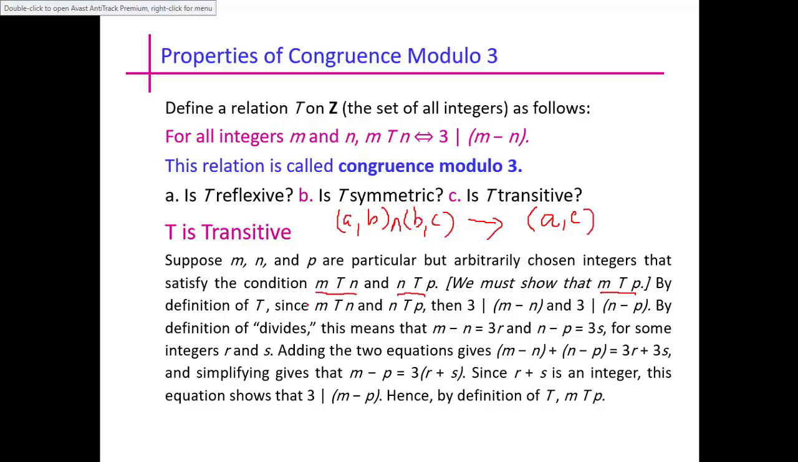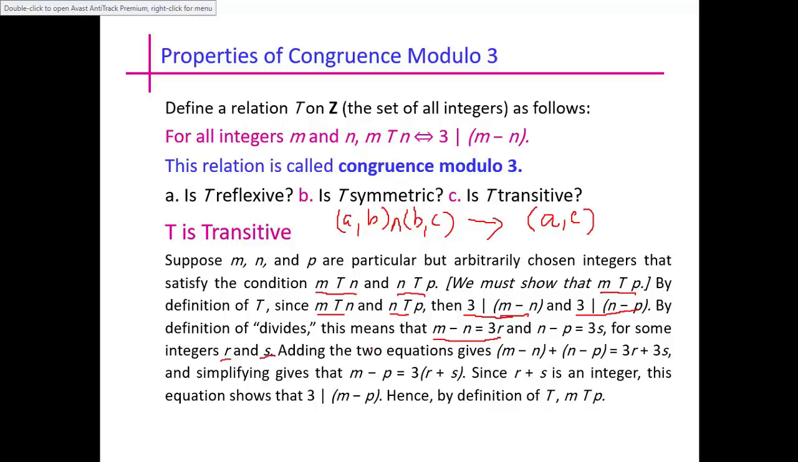So by the definition of the relation T, since m is related to n and n is related to p, 3 divides m minus n and 3 also divides n minus p. So these are the two assumptions, and from these two assumptions we get two equations, which are m minus n is equal to 3r and n minus p is equal to 3s for some integers r and s, from the definition of divisibility.